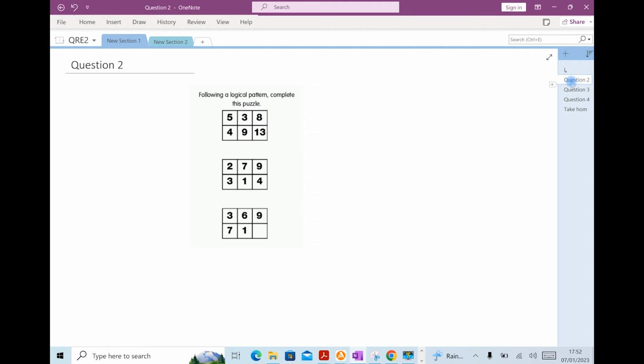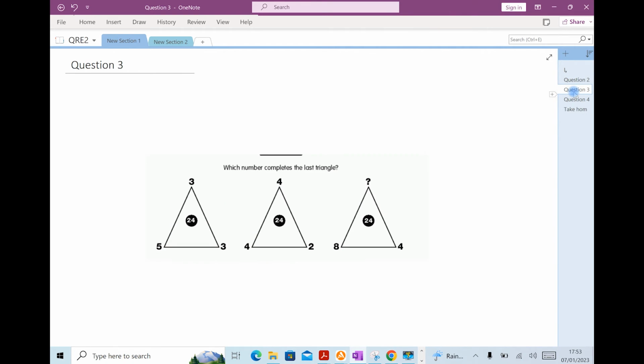So I would say that this pattern works for the first box, but we need to check that it works for the second box as well. So 2 plus 7 gives us 9, and then 3 plus 1 gives us 4. So that seems to work for the second pattern. It then means that that should work for the third pattern. Okay, so 3 here plus 6 gives us 9. So that works. And then the missing number in the box should be 7 plus 1. And that should give us 8. So let's go to the next question.